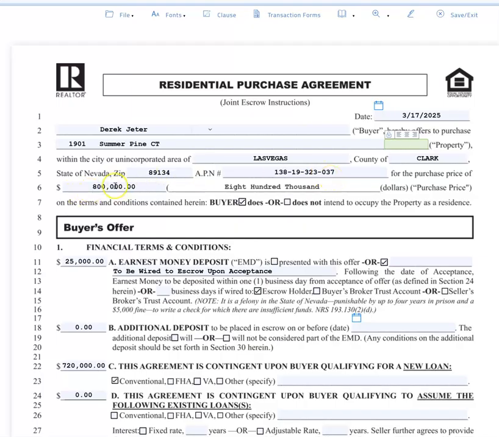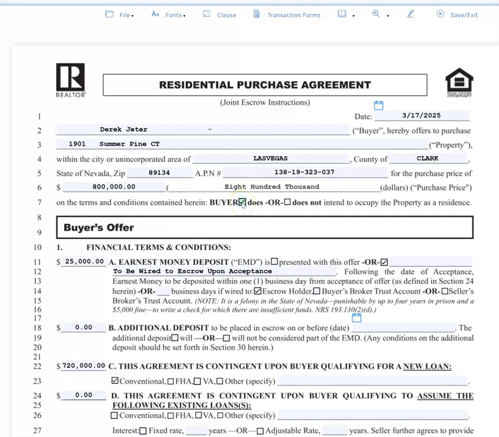Line 6, 800,000 is the price we're offering. And again, it types it out. On the terms and conditions contained herein, I check off whether the buyer does or does not intend to occupy the property. Very important. In this case, it is going to be his primary residence, and I am going to put buyer does.